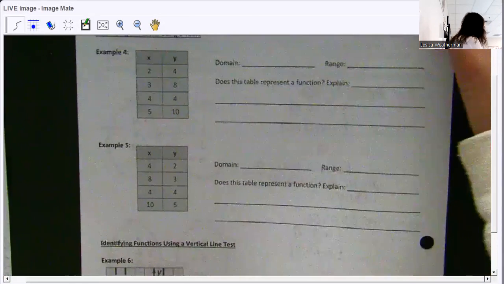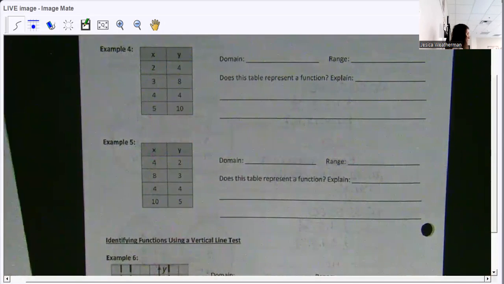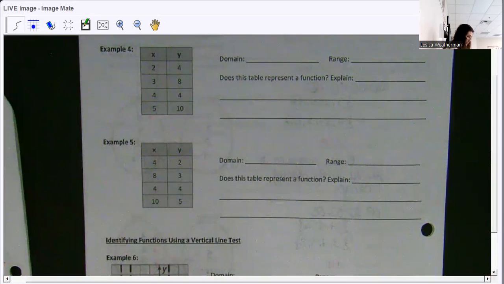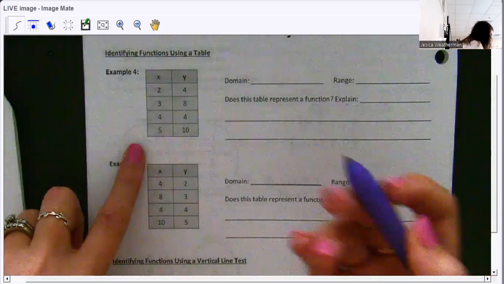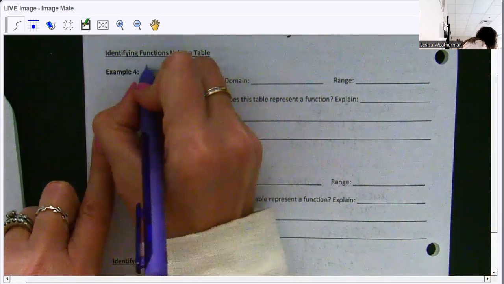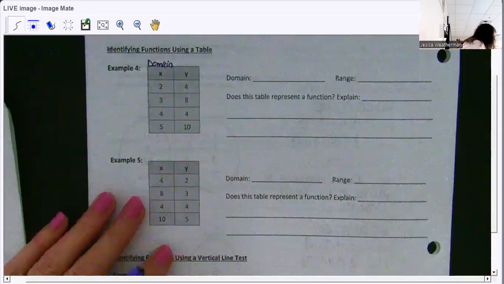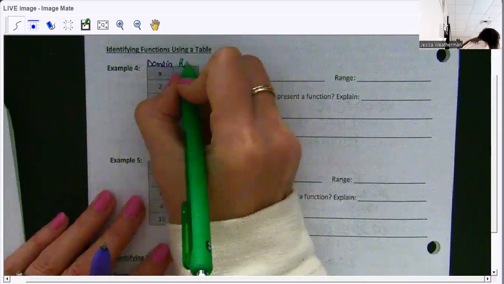Let's go ahead and go to page 2. Same concept, but now instead of mapping diagrams, we're going to be looking at tables. So there's no difference here. So let's look at our X. Remember, the X represents your domain and the Y represents your range.